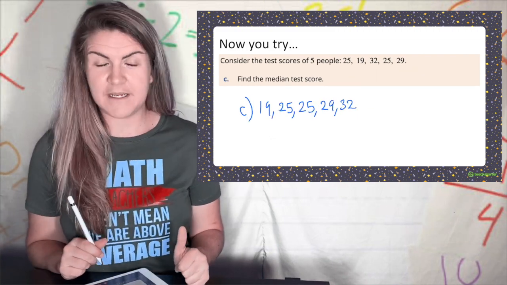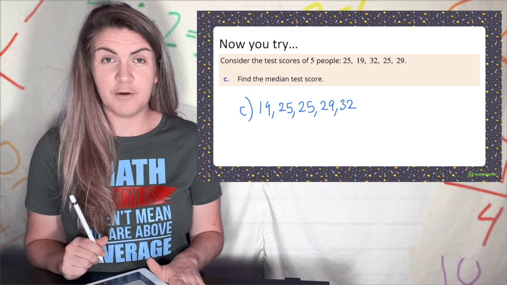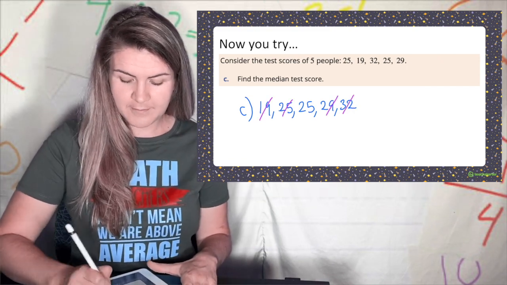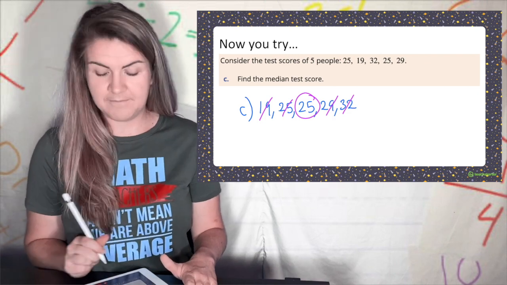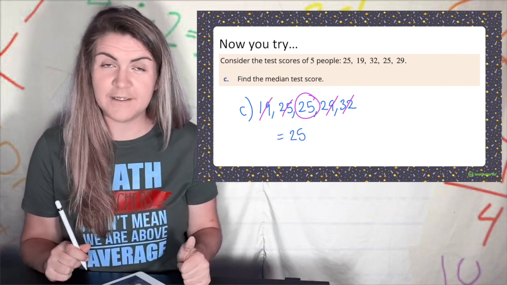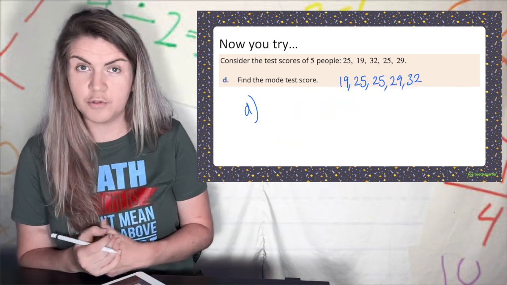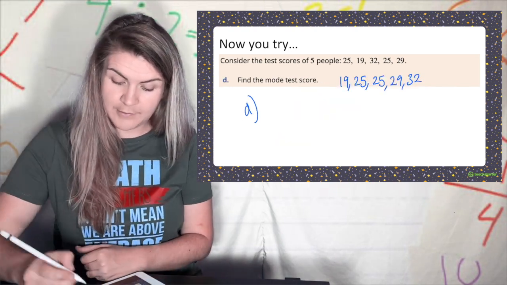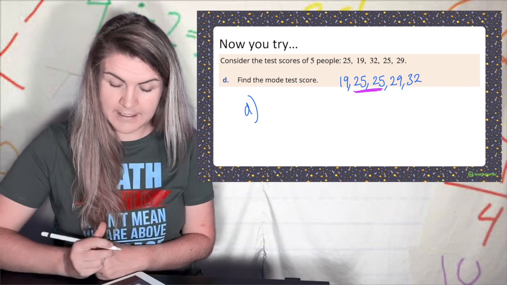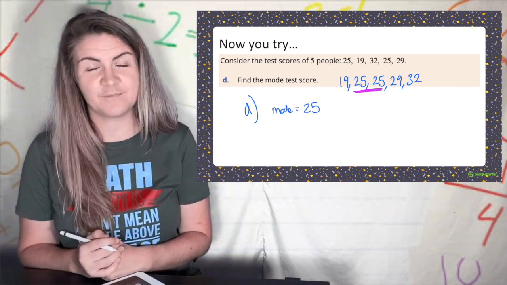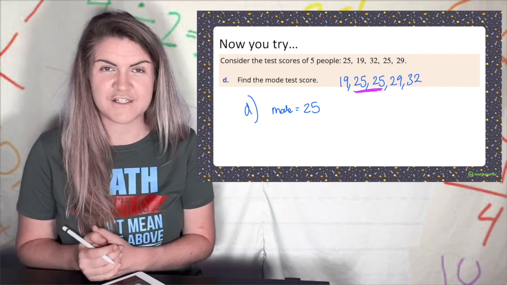Next, I need to find the median, which is the middle number. I've put my data in ascending order, so now I'm just going to cross out from the top and the bottom till I have one number remaining. 25 is the number in the middle, so my median test score is 25. D is the mode, which is the most common. Now, I only have one set of numbers that is repeating, and that's 25. So the mode for this test scores is 25.